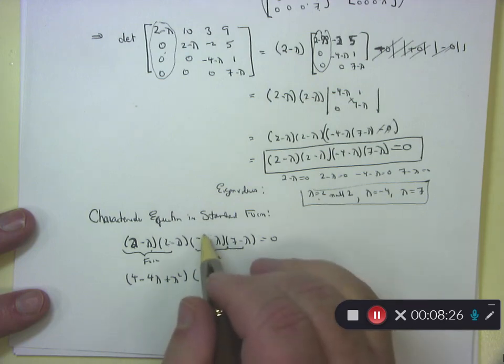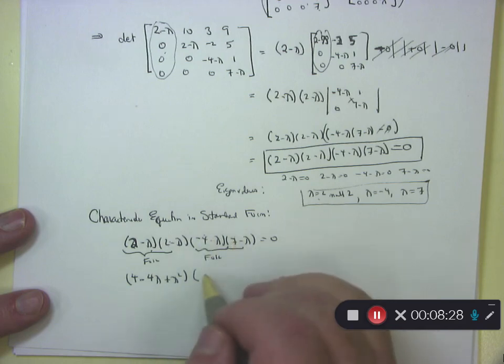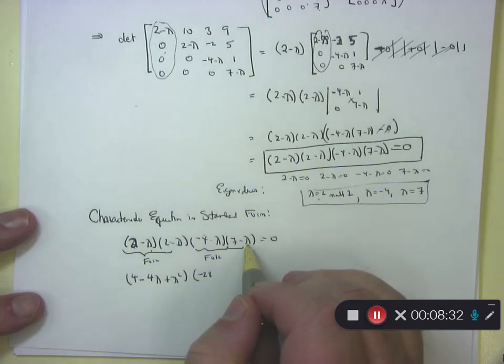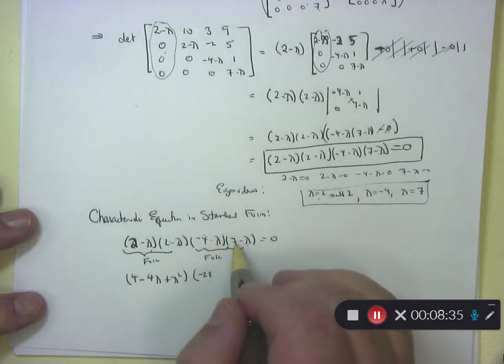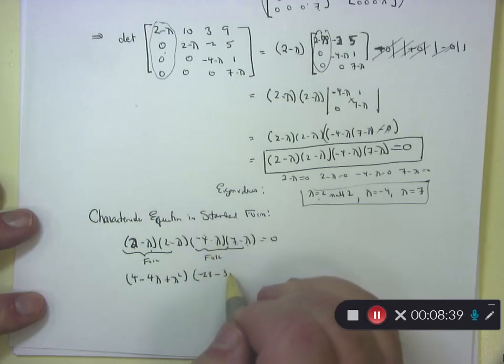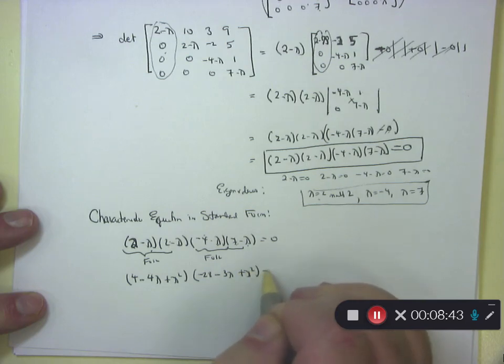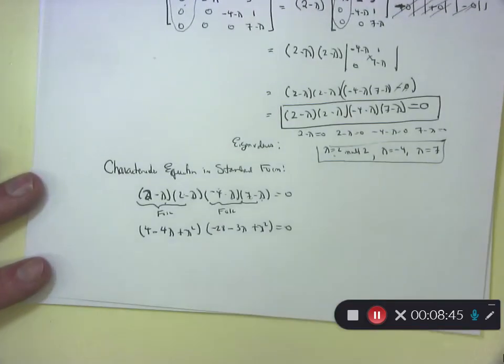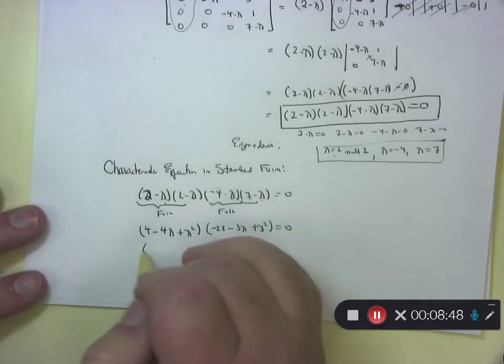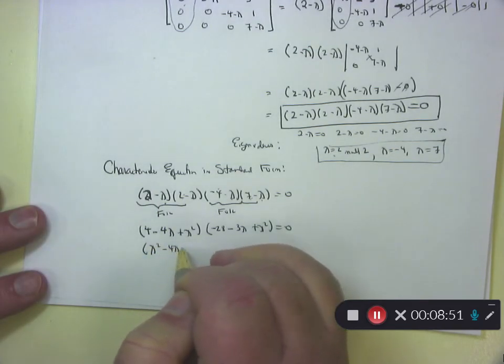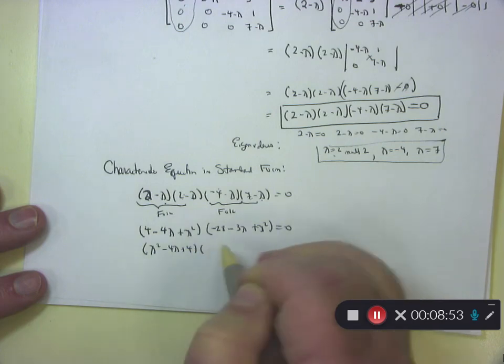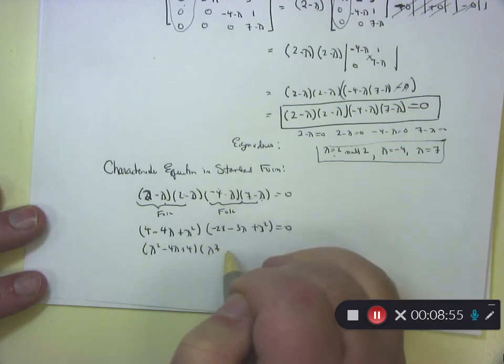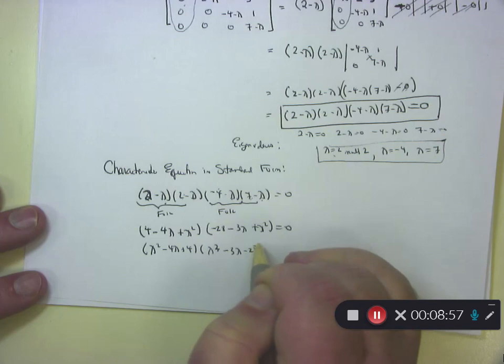And this would give me negative 4 times 7 is a negative 28. Negative 4 times a negative lambda is a plus 4 lambda. Negative lambda times 7 is a minus 7 lambda. Minus 7 lambda plus 4 lambda is a minus 3 lambda. And a negative lambda plus a negative lambda is a plus a lambda squared. Writing it this way bothers people, so I would rewrite it: lambda squared minus 4 lambda plus 4 times lambda squared minus 3 lambda minus 28.